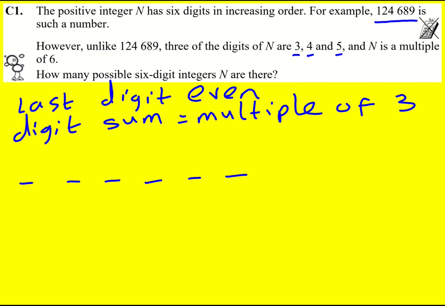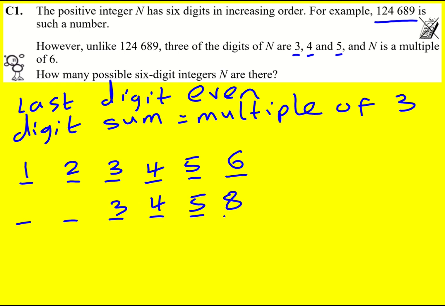Because it must end in an even number, it can't end in a 5. So we could put the 3, 4, or 5 here, and that means that either this has to be 6 or it has to be 8. Now, if it's 6, the only possibility is going to be 1, 2. And if it's 8, it's also going to be 1, 2.